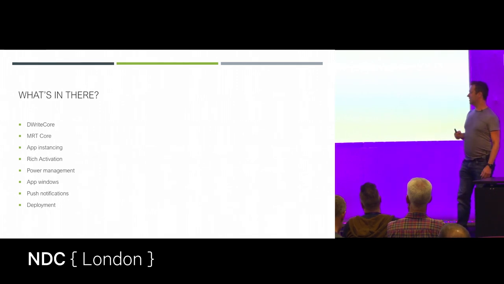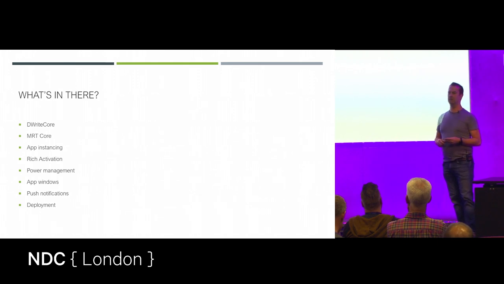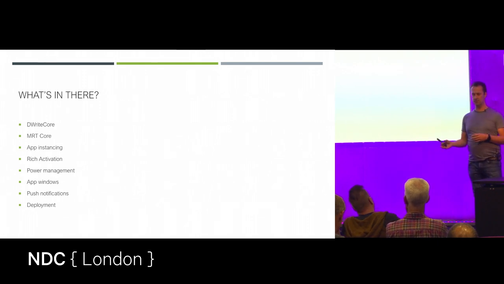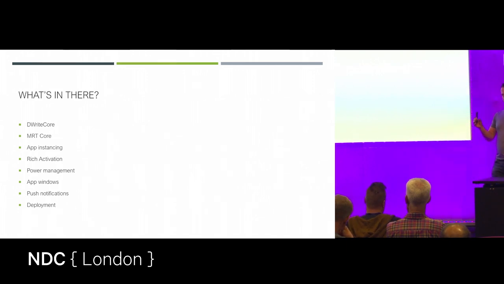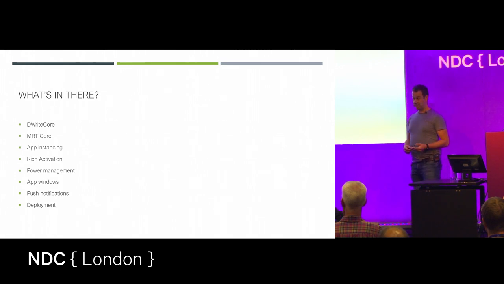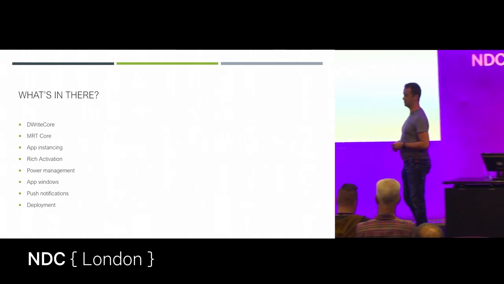So we have DWriteCore, which means that we can render text in a way that it looks very good on all different kinds of monitors, DPIs, resolutions, and so on. Really sharp text everywhere. This is not really an API that we directly use. It's just one of the underlying techniques that's in the framework. There's the MRT Core, which is the resources, like translations. That's in there. We can do app instancing.